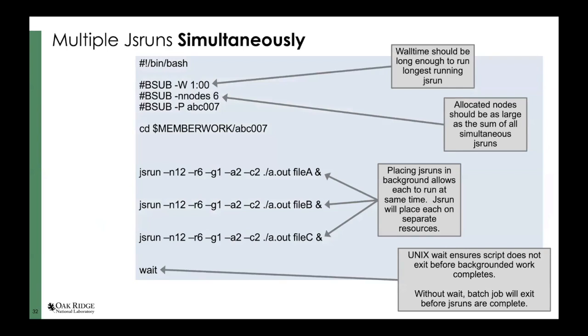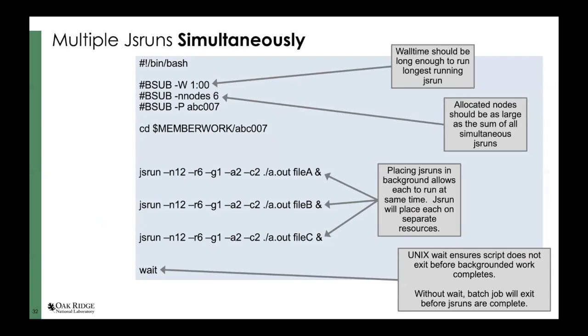The other way to run this is to run jsruns at the same time. And so this way, you run a jsrun and you simply place it in the background, and the system will run it and move on to the next task. And the next task is a jsrun, so it will run that. There's room, it will place it, and keep going through.